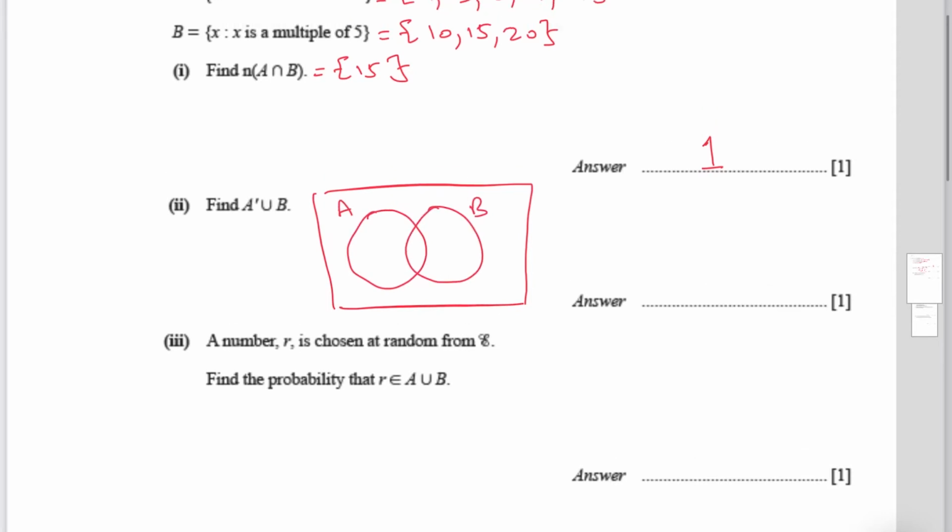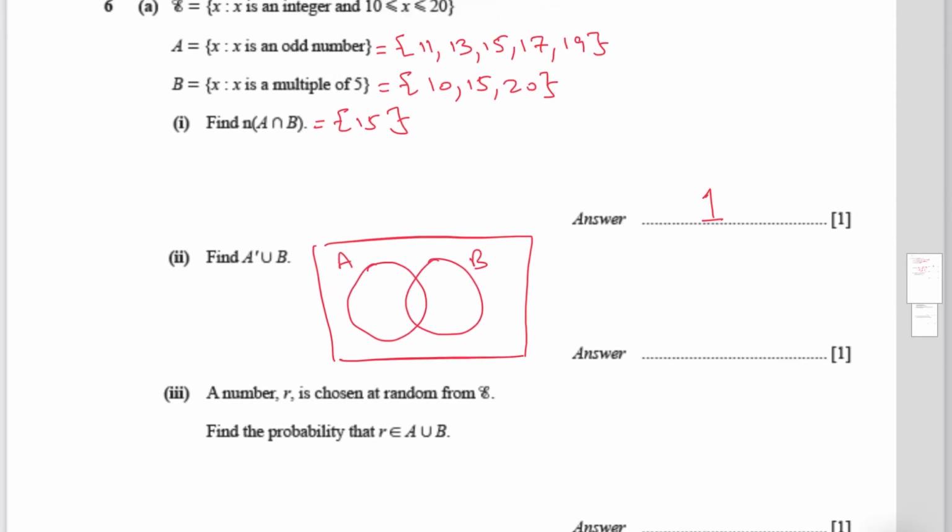First of all, let's list the element that is in both A and B, that is 15. Now let's list the elements just for A: 11, 13, 17 and 19. Now the elements just for B, which include 10 and 20. But there are a few numbers that are neither part of A nor B, which include 12, 14, 16, and 18.